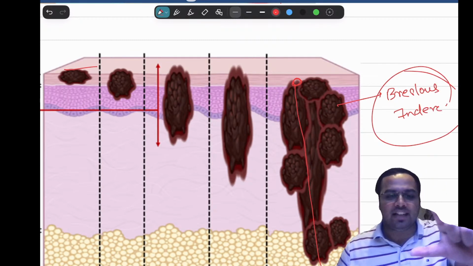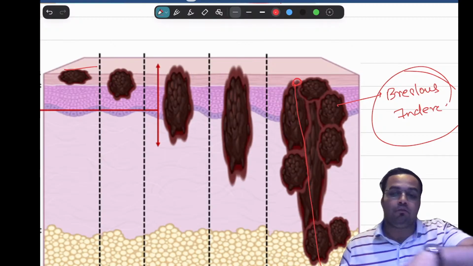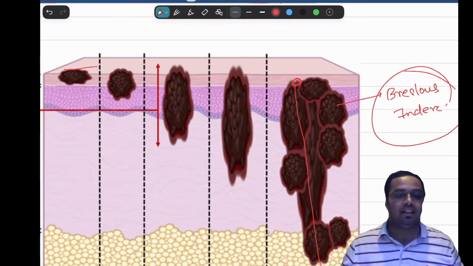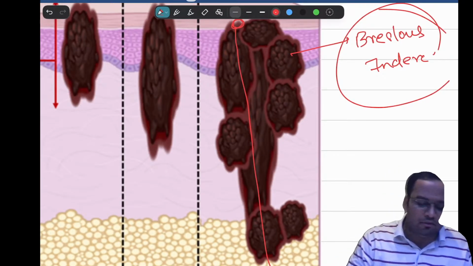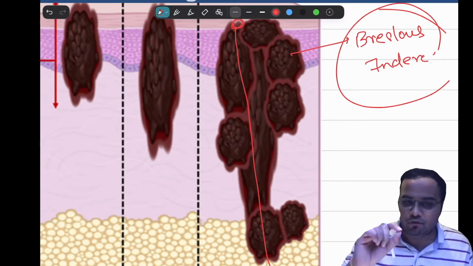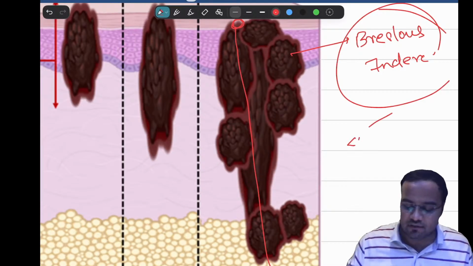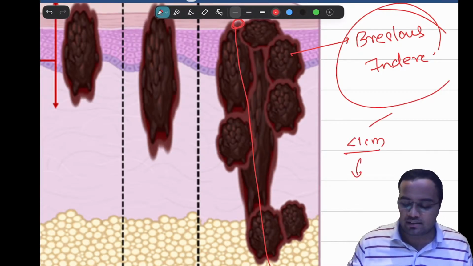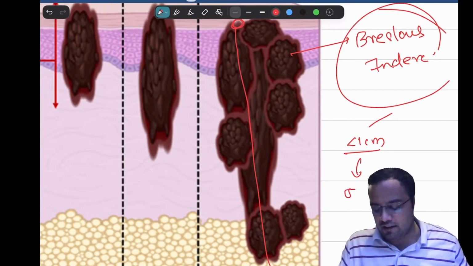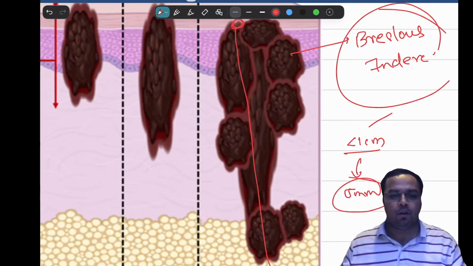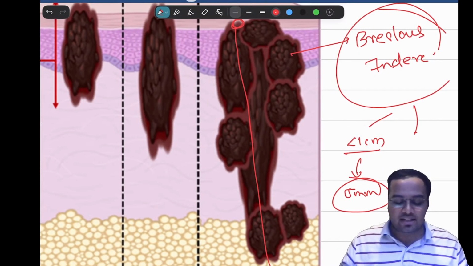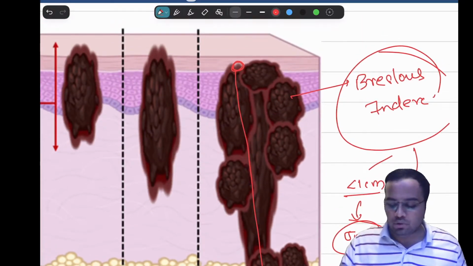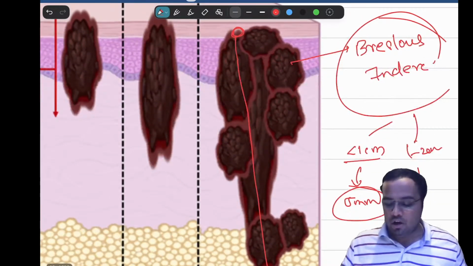Whenever the depth of invasion increases, your wide local excision margin is going to increase. So what is the basic funda for the Breslow's index? Whenever the depth of invasion is going to be less than 1 centimeter, you can just go for a margin of 5 mm, a wide local margin and depth margin of 5 mm. When the depth of invasion is going to be 1 to 2 centimeters, you are going to go for almost 1 to 2 centimeter margin.